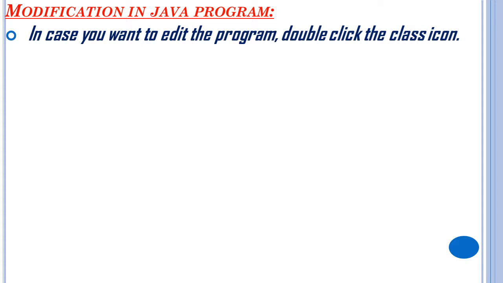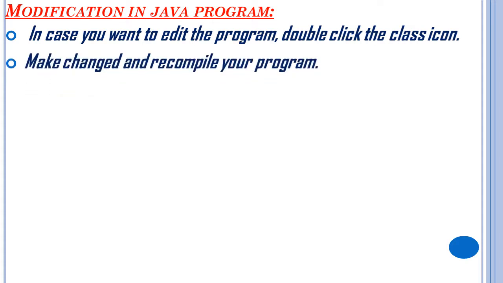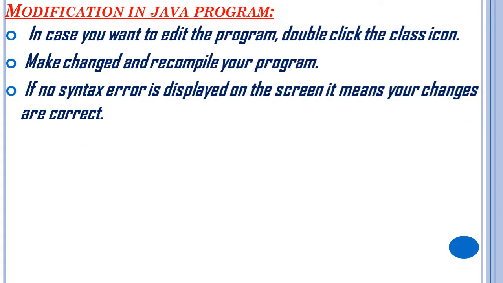to double click. Okay, afterwards the program will appear, which program you have typed and saved. Then make changes and recompile your program. You can edit using a backspace, whatever you want to edit, and recompile your program. If no syntax error is displayed on the screen, it means your changes are correct. Okay, syntax error is not there means your program is correct. You can go for the execution.